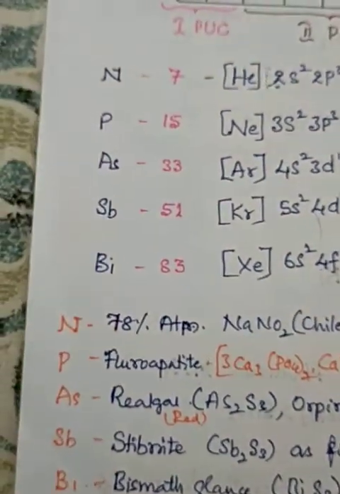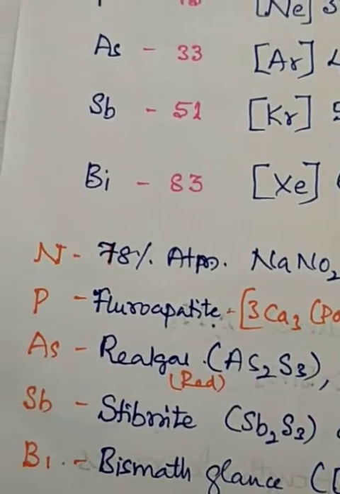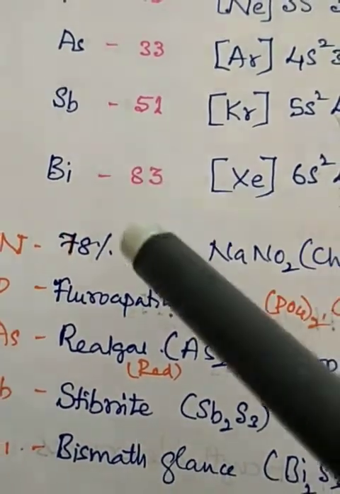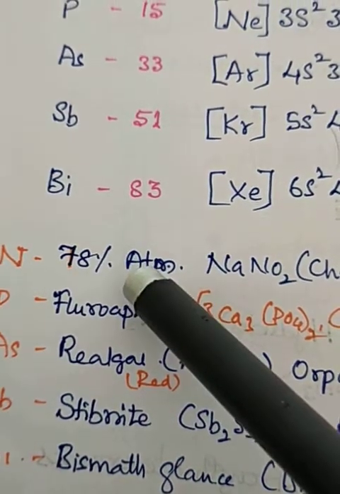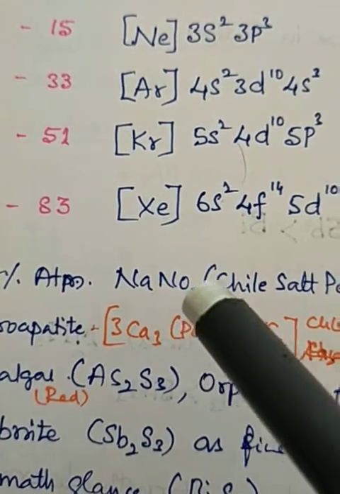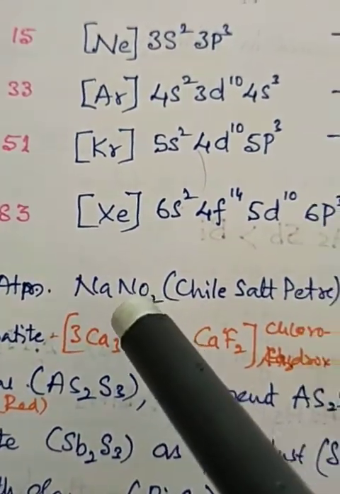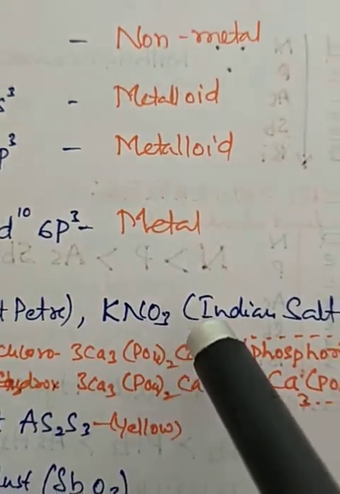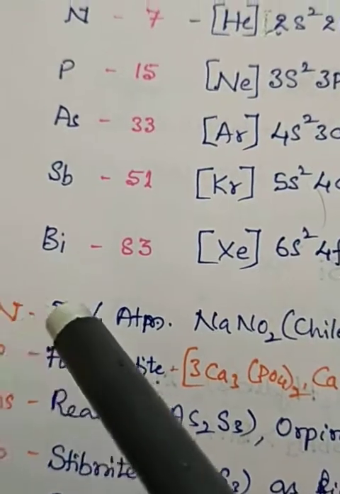Now the sources of the elements. Nitrogen: already told you earlier in the introduction, 78% in the atmosphere. It is also present in different salts. One of the salts is Chile saltpeter, that is sodium nitrate. And one more saltpeter is there, potassium nitrate, that is Indian saltpeter. So this is about our nitrogen.